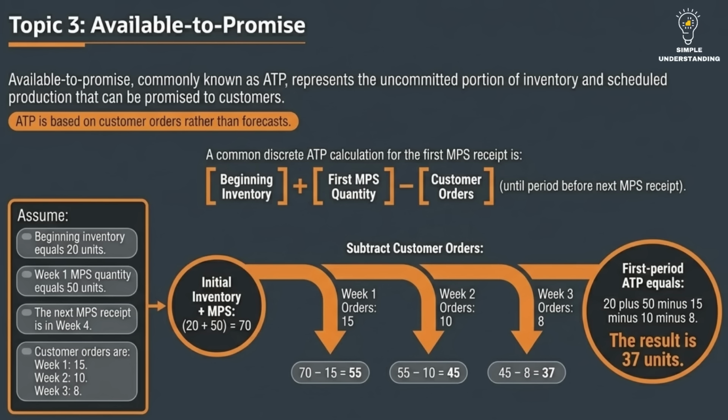Assume beginning inventory is 20 units. Week 1 MPS quantity equals 50 units. The next MPS receipt is in week 4. Customer orders are week 1, 15, week 2, 10, week 3, 8. First period ATP is 20 plus 50 minus 15 minus 10 minus 8. The result is 37 units.